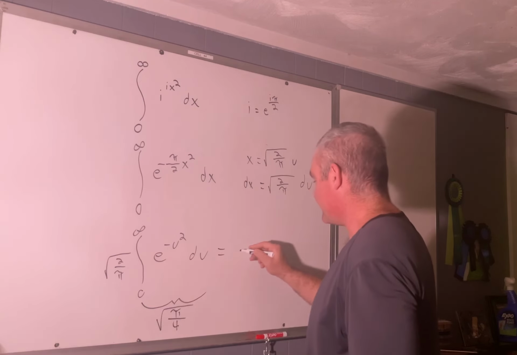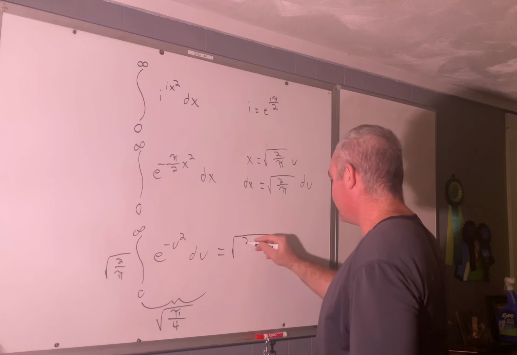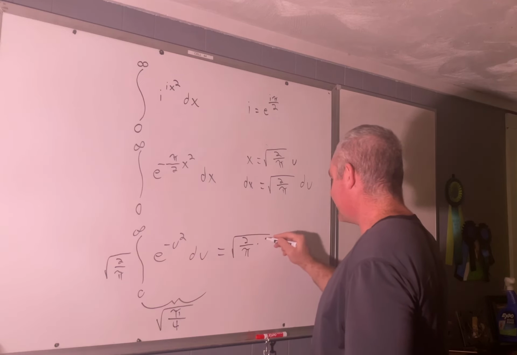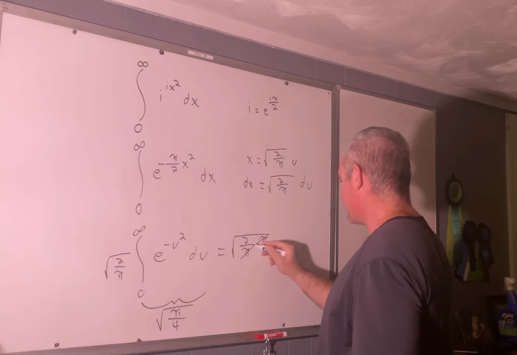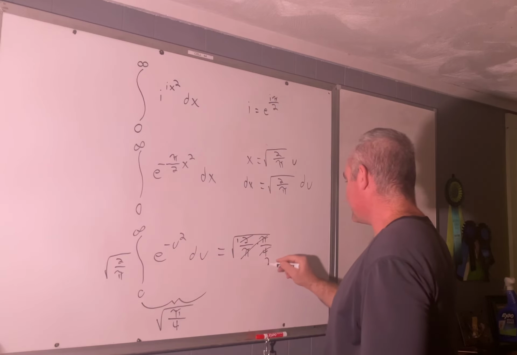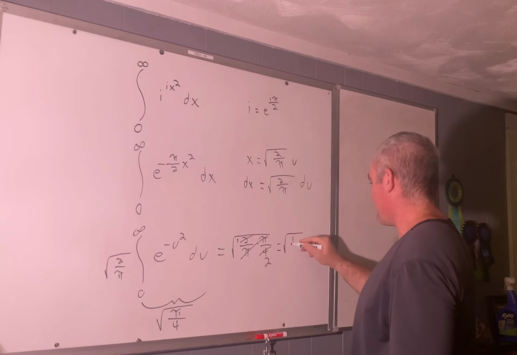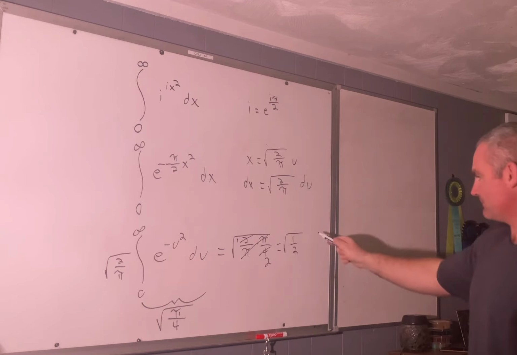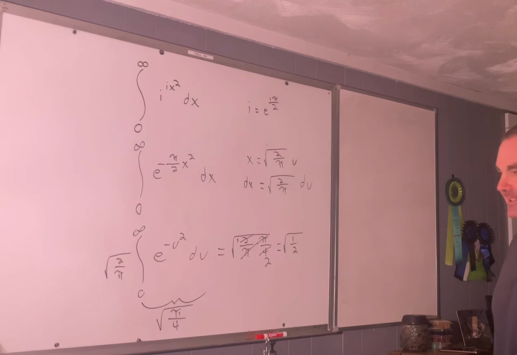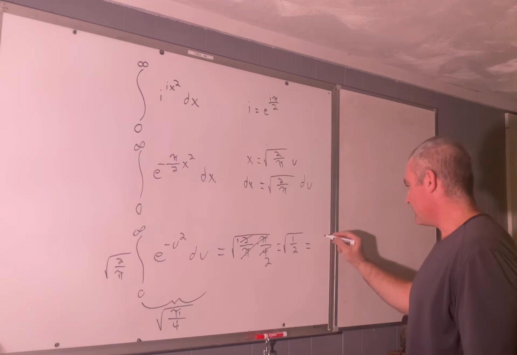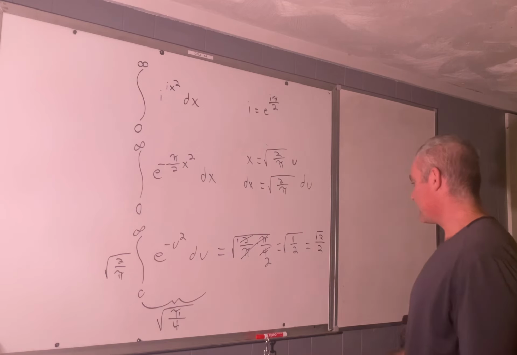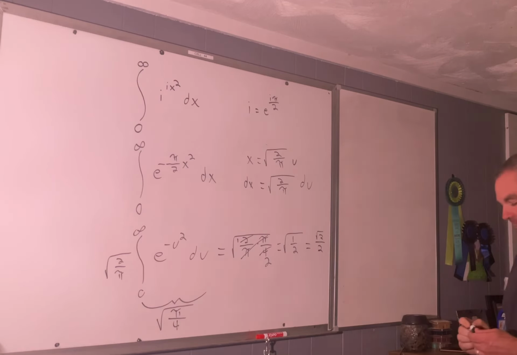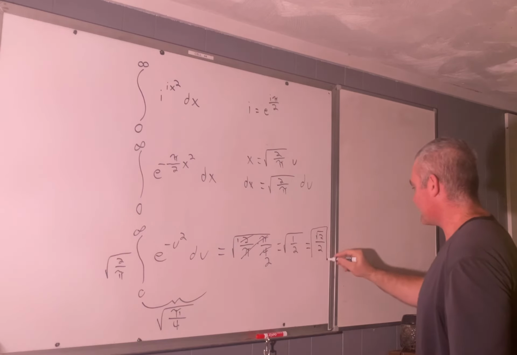This becomes the square root of 2 over pi times pi over 4. Those cancel. This becomes a 1. This becomes a 2. That's equal to the square root of 1/2, but we don't like it expressed that way. Most math teachers would prefer that you write it like this, because radicals in the denominator are bad. So anyway, there's the answer.